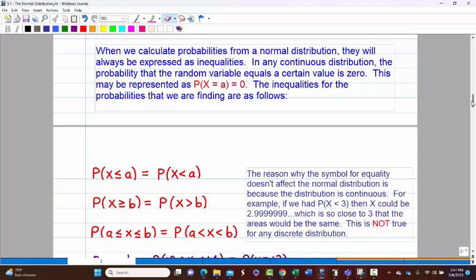All right, let's see what we got here. When we calculate probabilities from a normal distribution, they will always be expressed as inequalities. In a continuous distribution, it really doesn't make much sense to calculate something like the probability of x equals a number. That would be represented as equals 0. I don't know if that'll come up in the homework or not. I generally don't put it on an exam.